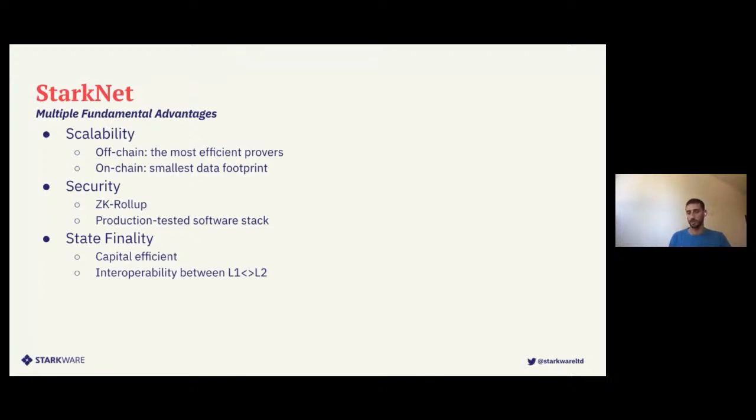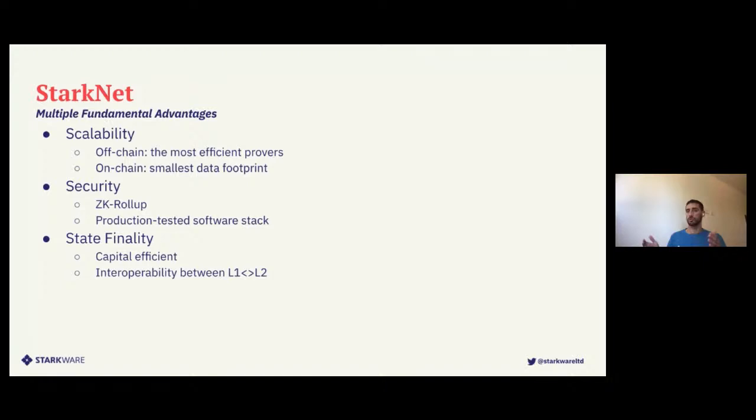And also the fact that we are using Cairo allows us to very easily implement compression algorithms which are specific to the structure of the state that we have. That allows us to reduce the data footprint on chain even further. Then we have security. It's very easy to achieve scalability if you compromise on security. But as we've said, the ZK-Rollup security is the same security as L1. And also very important is the fact that we are using a software stack which is production tested.